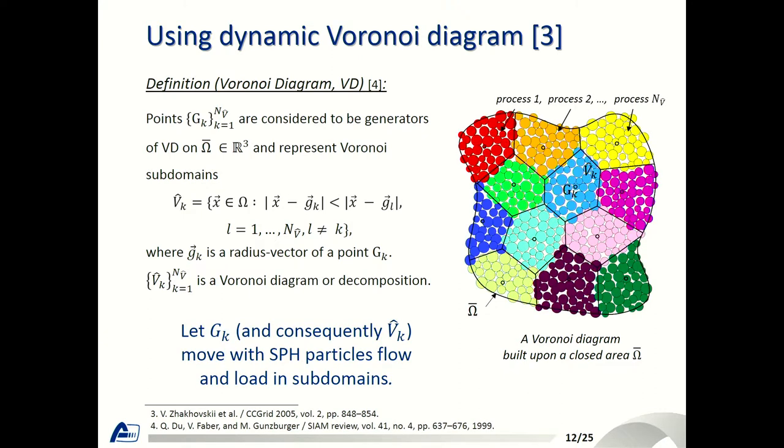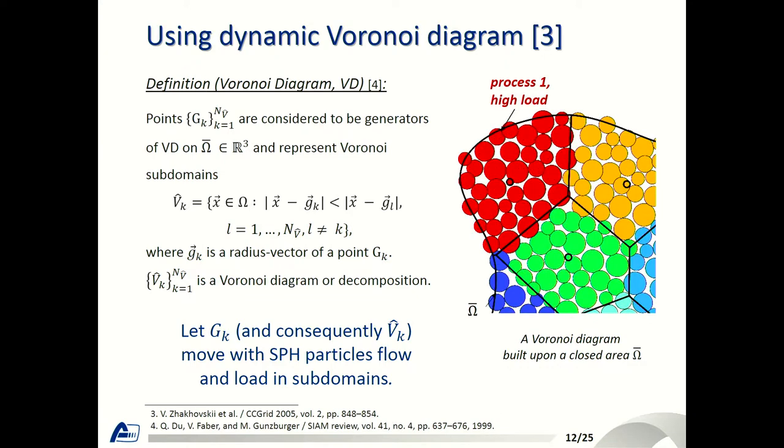What's the idea of the composition? If this sample, it's not just a sample, it's our SPH sample filled with particles, and we put a Voronoi diagram on it. We say that each of these points corresponds to one process: one process, two process, and n process. And we let these points move with the SPH particles flow and load in subdomains.